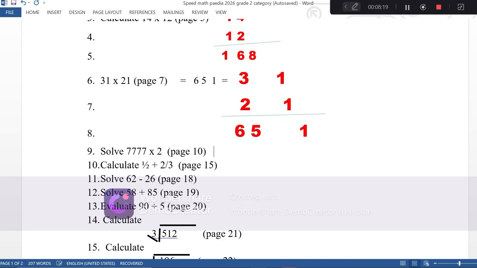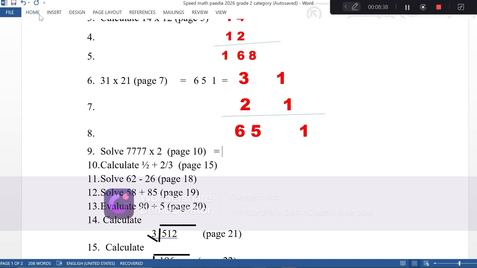question number 10, or next question here. Sorry, it has been scattered on my work. So this one is 7777 times 2. Now, for example, it could be 888 times 2. It could be 999 times 2. What you just need to do here is very simple.